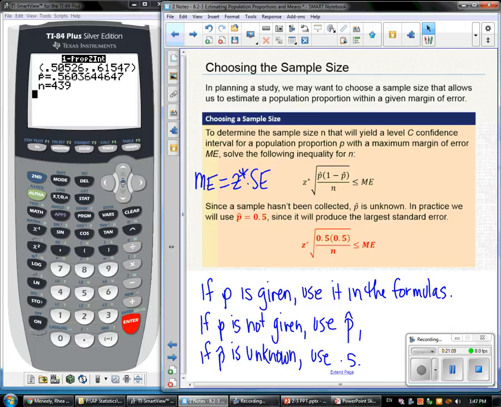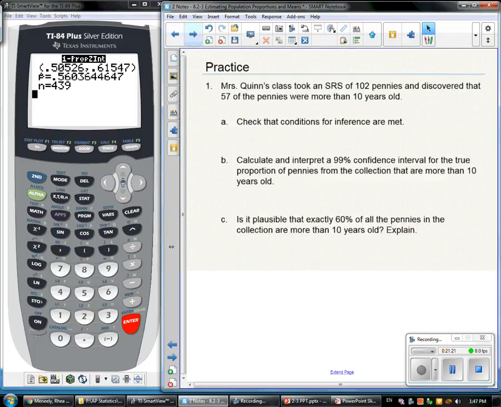If you know the population proportion, make sure you use it in all your formulas. If it's not given, then you can use your sample proportion. If you haven't gathered your sample yet, then use 0.5. And so let's just do some examples. I'm going to do one with you, and then I'm going to let you do a couple on your own.